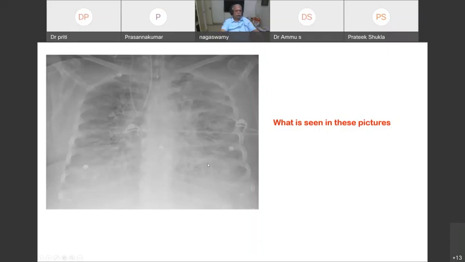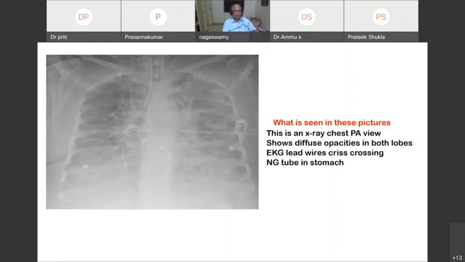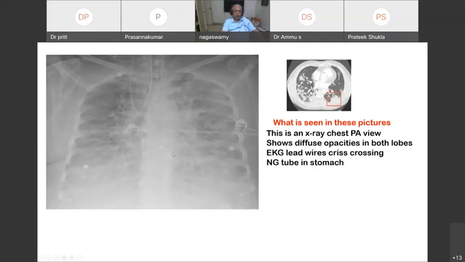So what are the things that you are seeing? Just describe whatever you are seeing. Right. The markings are all very clear here. Lung field up is hazy. It's an X-ray chest, still not PA, it should be AP view. It shows diffuse opacities in both lobes, ECG lead wires crisscrossing, and you are also seeing an NG tube going down. Okay. So that much of findings are there.